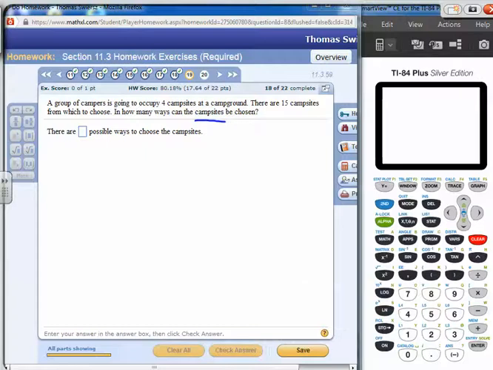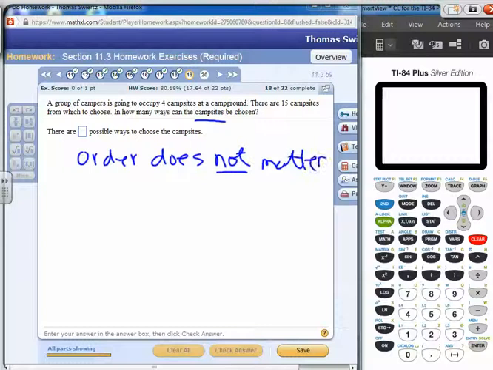Again, at this point, we're just choosing 4 different campsites, and whatever 4 are chosen, in any order, it's going to be the same 4 campsites, right? There's no order involved. So order does not matter, and when order does not matter, it's solved with a combination. So we're going to use the combination, and we've got a total of 15.